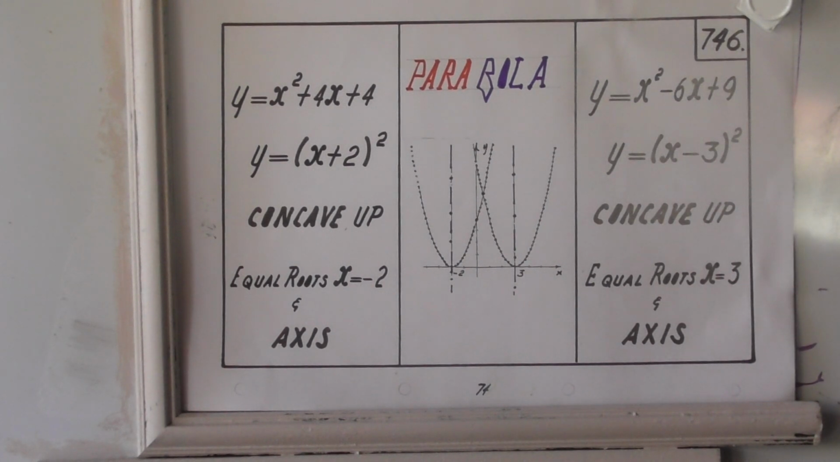Concave up, so there are equal roots. There is only one answer. So this, you could say that the graph is positive definite. It will never go beyond.